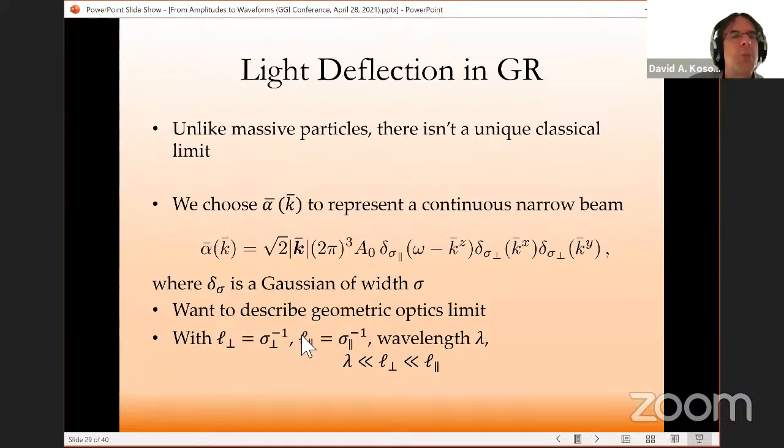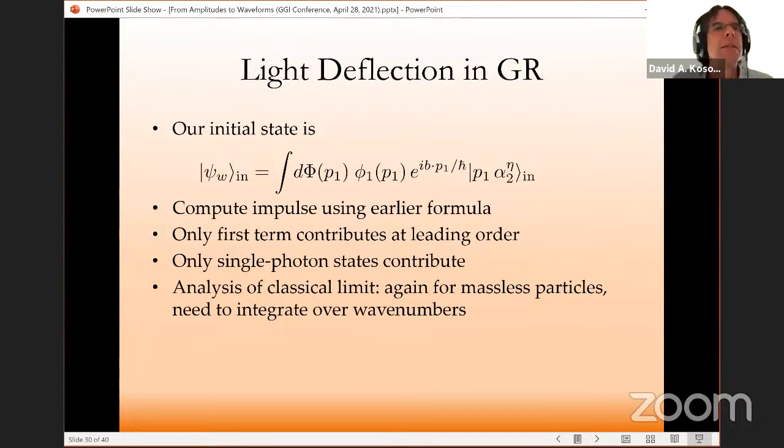So there's a perpendicular size and a longitudinal size. And we also, of course, have the wavelength of our beam of light. And we want this relationship to hold. We want to be working in the limit where the wavelength is certainly much smaller than the transverse size, and again, much smaller than the longitudinal size. And it is possible to find classical configurations, of course, that violate this, but we're not going to be using them right here. So we're going to go ahead and build an initial state.